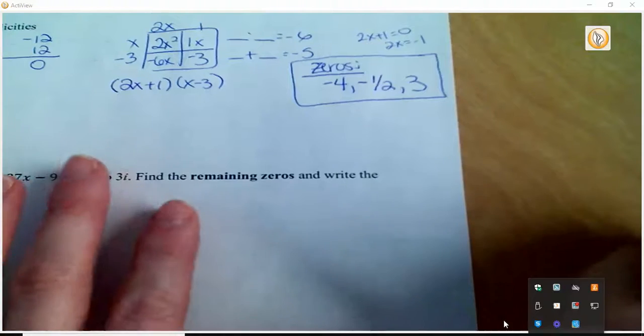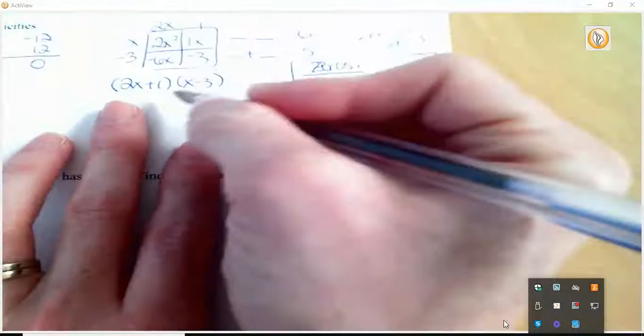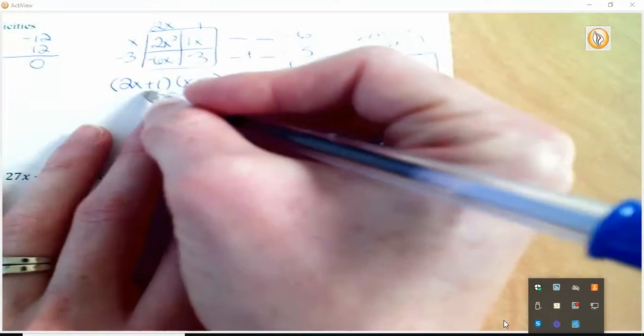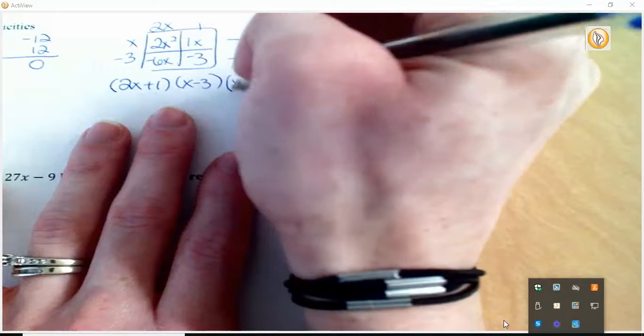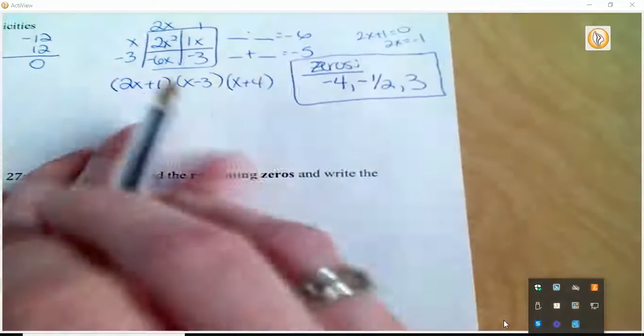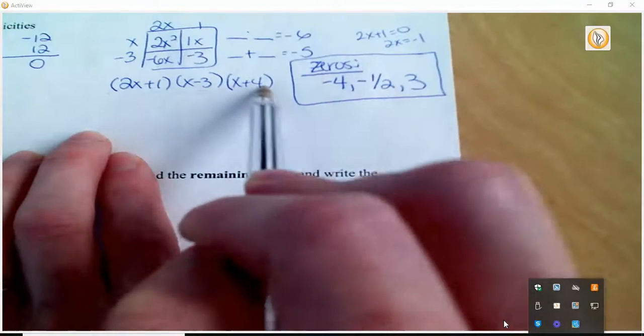I didn't ask for it, but if I'd wanted the factored form, we have 2x plus 1, x minus 3. What else would you have to put with that? The x plus 4. If I said factored form, that's when you have the x's.